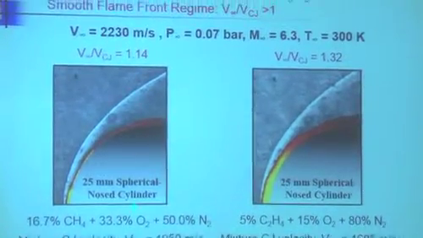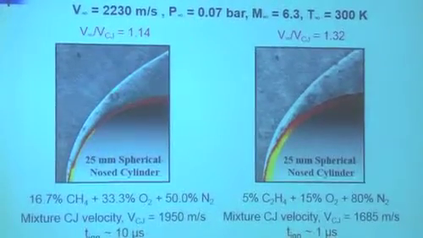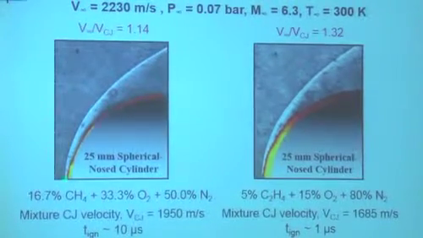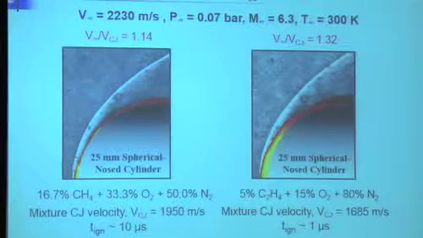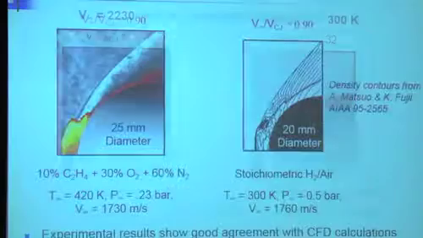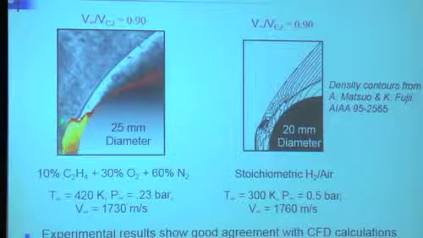Then you're ready to look at the projectile problem. Actually, we did a spherical nose cylinder. Now this is the Schlieren, and this is the OH. So it's burning now. And we do this with different fuel and oxidizer mixtures. This looks like steady combustion. And then if you push it hard enough, you get this.